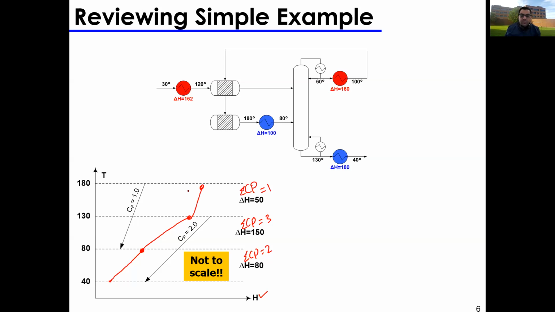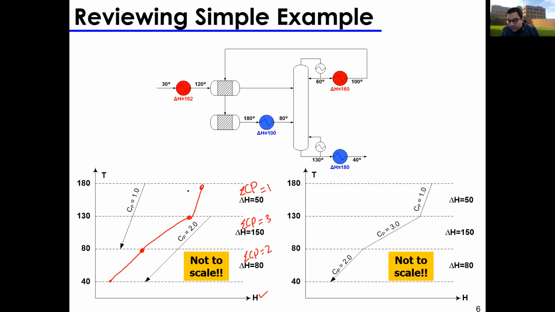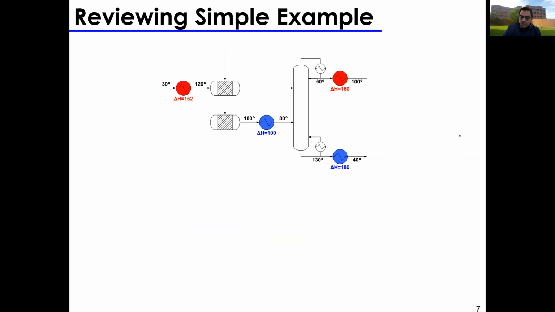And this is called the hot composite. This is what we get. You get a composite curve called the hot composite stream. And this curve is only obtained using your hot streams, right? This is called the hot composite curve, of course. Similarly, on the opposite end, I do the same with the cold streams, right?